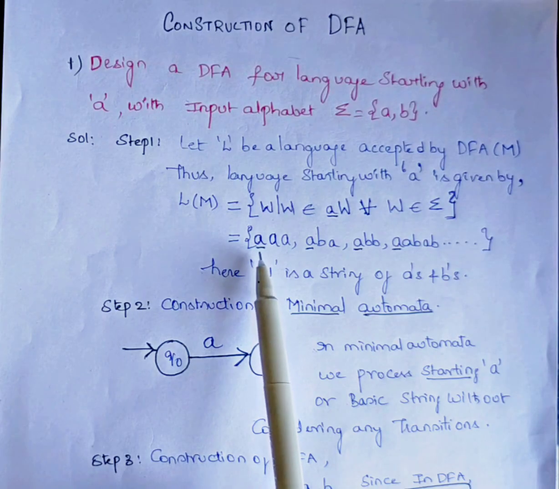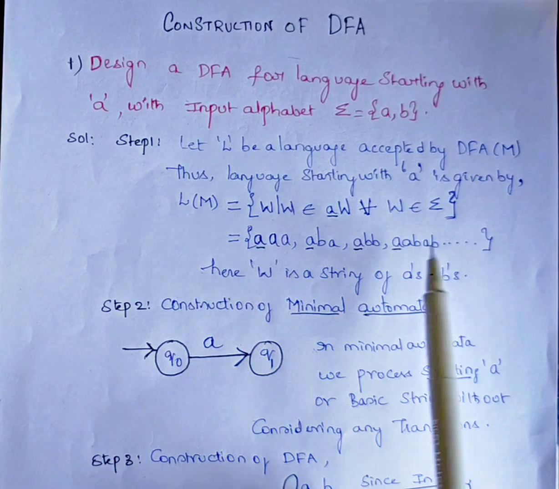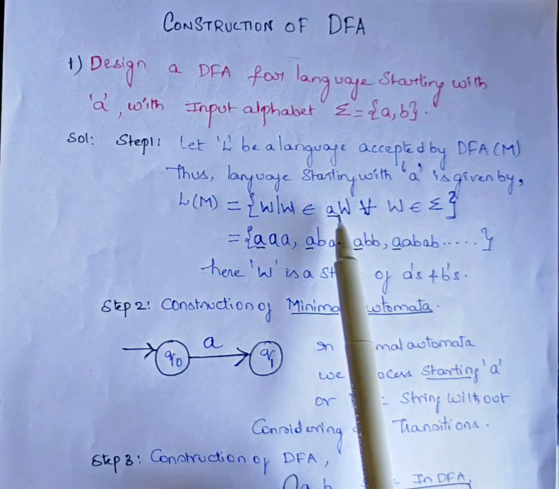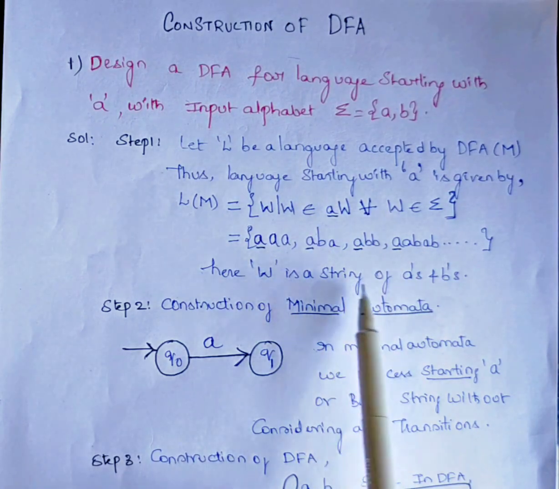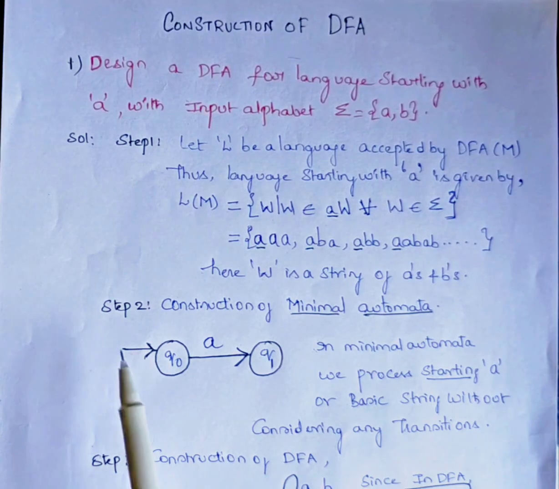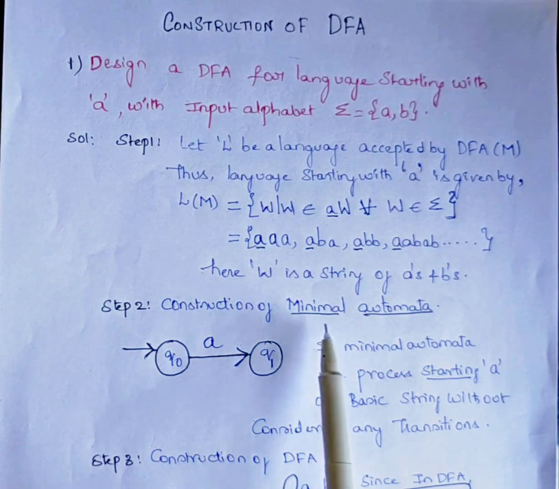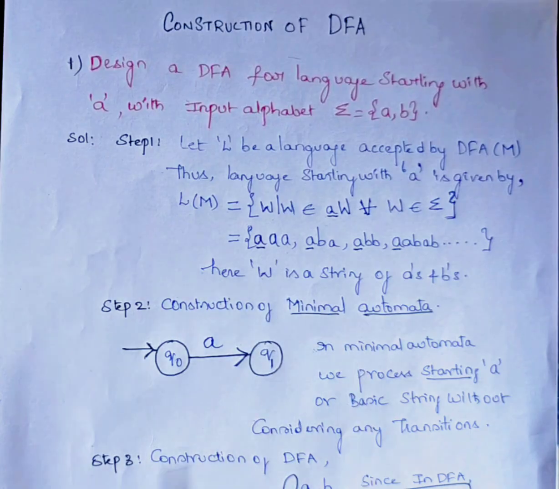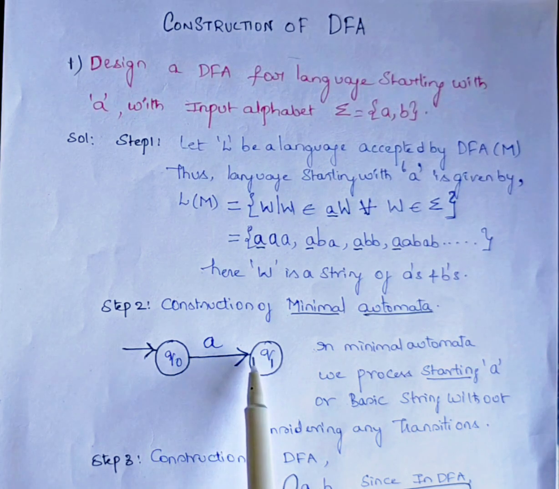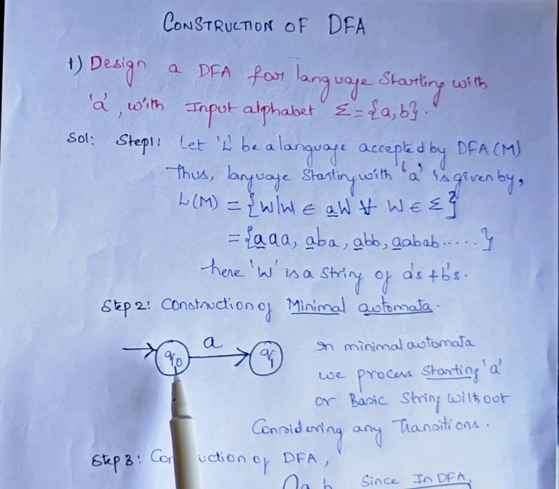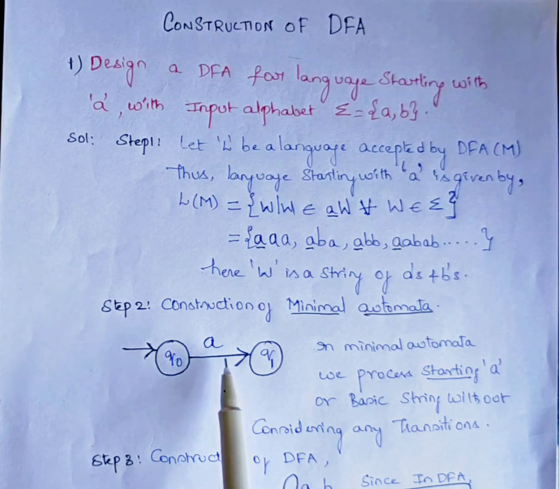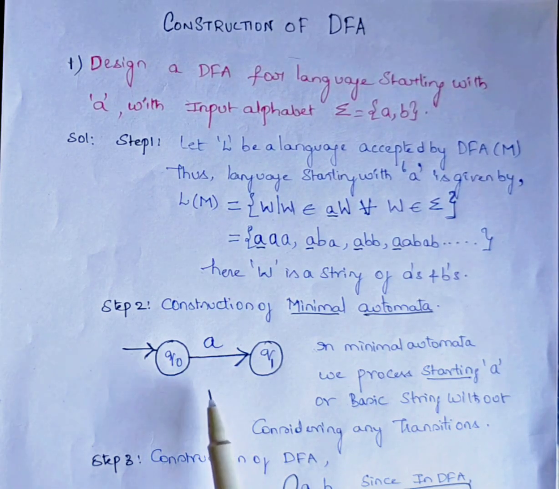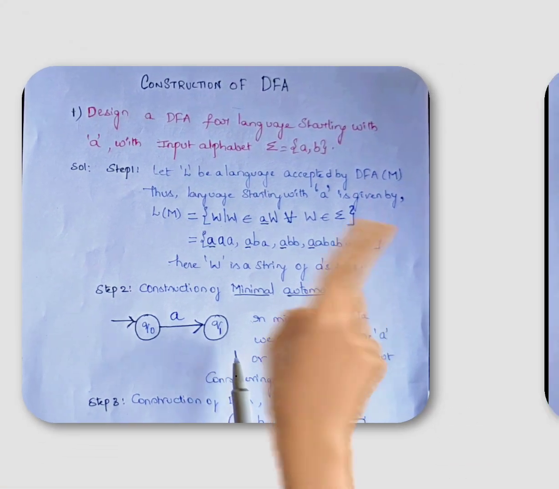We have observed the sample strings AAA, ABA, ABB, AAB, AB, which are in the form of AW. Here W is a string of A's and B's. In the next step, we'll construct the minimal automata. The minimal automata is nothing but from the initial state Q0, we need to read the basic string. Here the basic string is the language starting with the character A. So from the initial state Q0, upon reading the input character A, it is reaching the next state Q1. In the next step, we'll give the remaining transitions to the minimal automata.